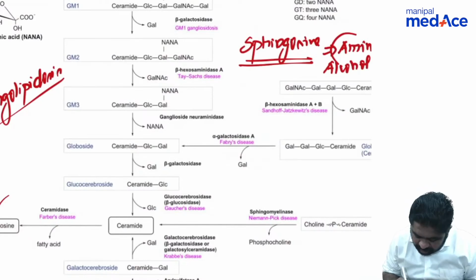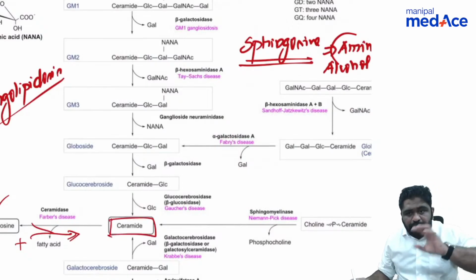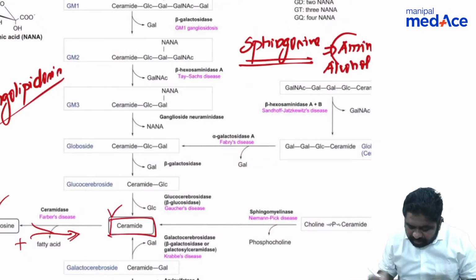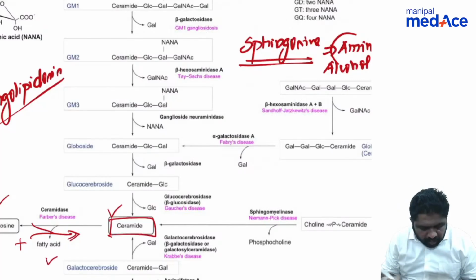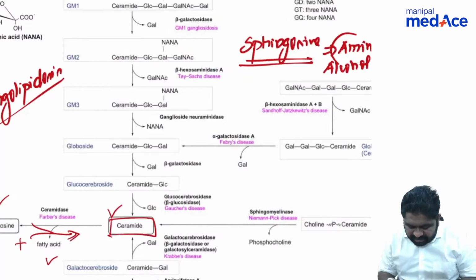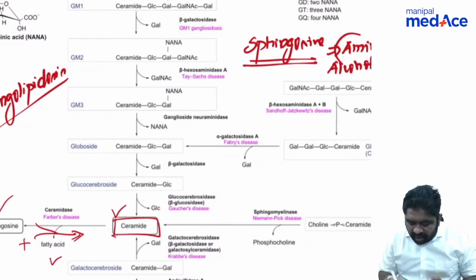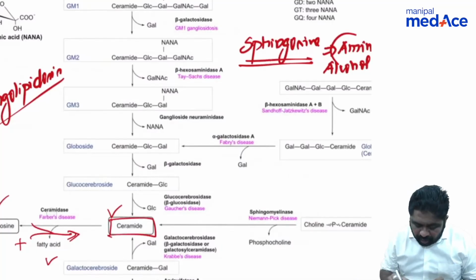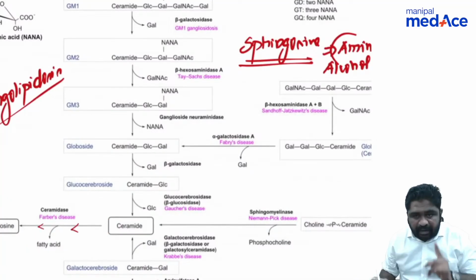Now, if sphingosine reacts with one fatty acid, both of them will form a compound called ceramide. So when I break ceramide, I will get sphingosine plus fatty acid. That's all. The simplest first step is sphingosine plus fatty acid gives you ceramide. If you break ceramide, it gives you sphingosine plus fatty acid. Now, you will have the reaction written in the backward direction, right?